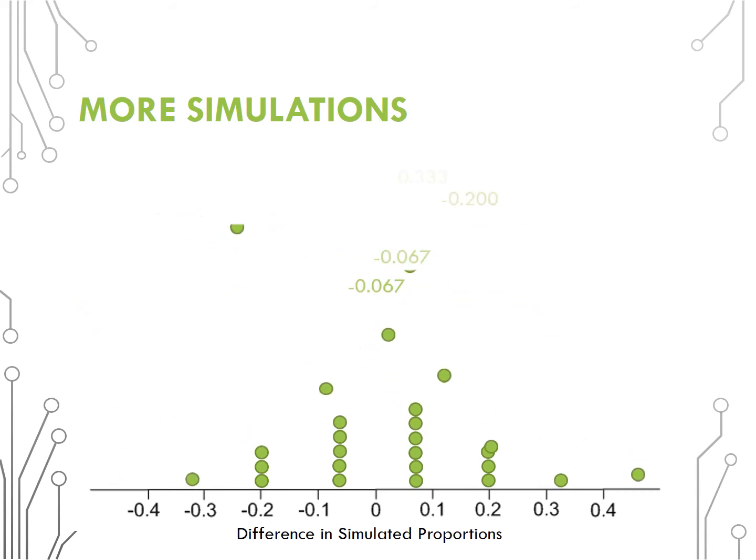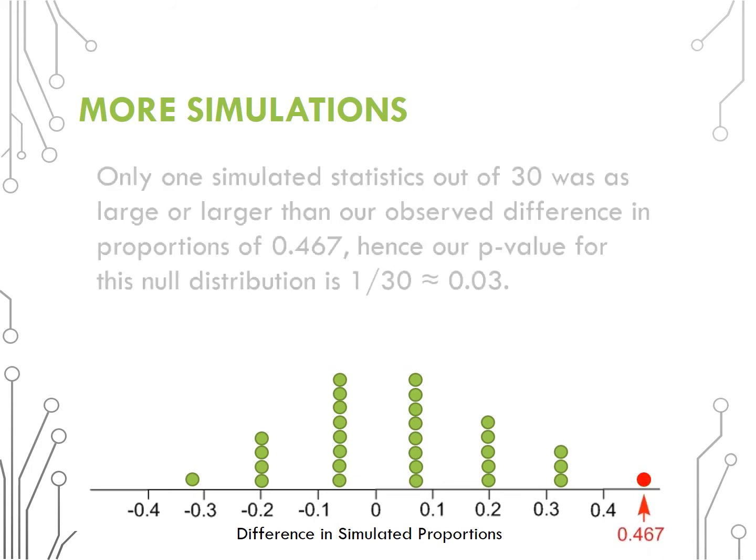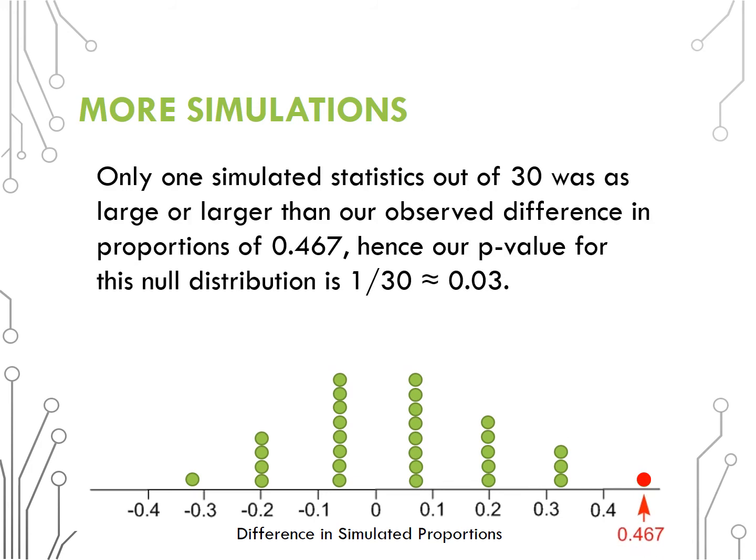My null distribution is starting to take shape. Only one of these simulated statistics out of the 30 seen here was as large or larger than our observed difference in proportions of 0.467. So the p-value from these 30 simulated samples would be 1 out of 30, or 0.03.